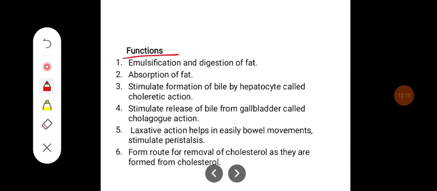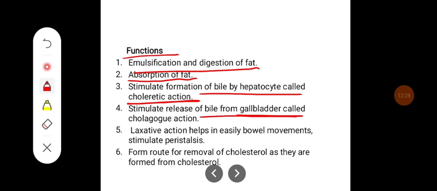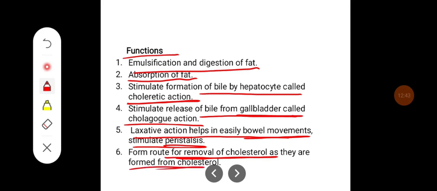Functions. They help in the emulsification and digestion of fat, and thus they help in the absorption of fat. They stimulate the formation of bile in hepatocytes, called choleretic action, and they stimulate release of bile from the gallbladder, called cholagogue action. Laxative function helps in easy bowel movements and stimulates peristalsis. It is also the route for removal of cholesterol, as they are formed from cholesterol.